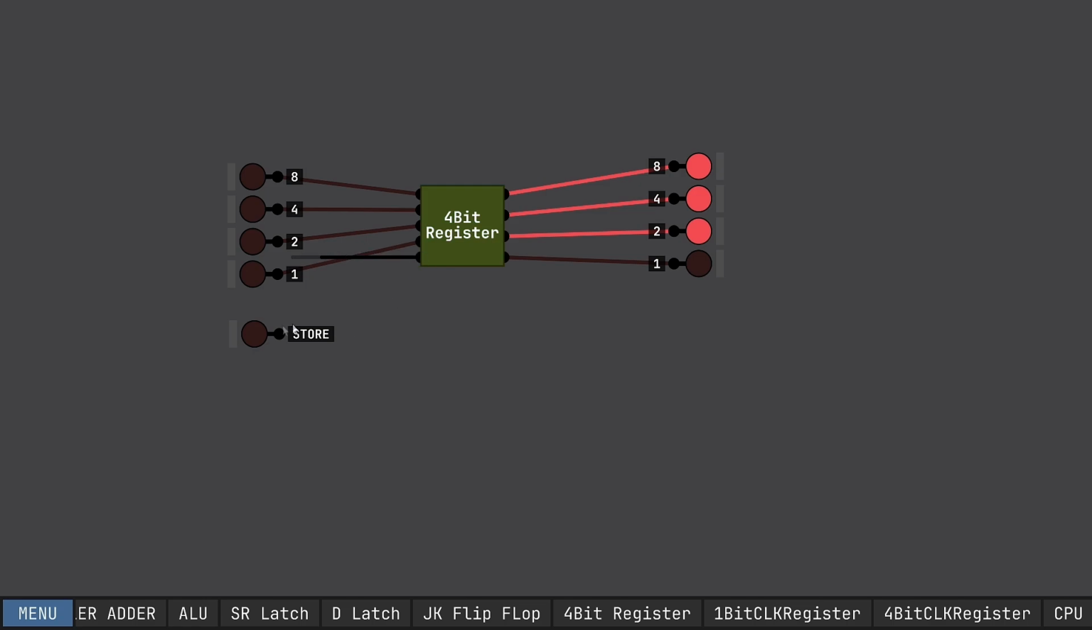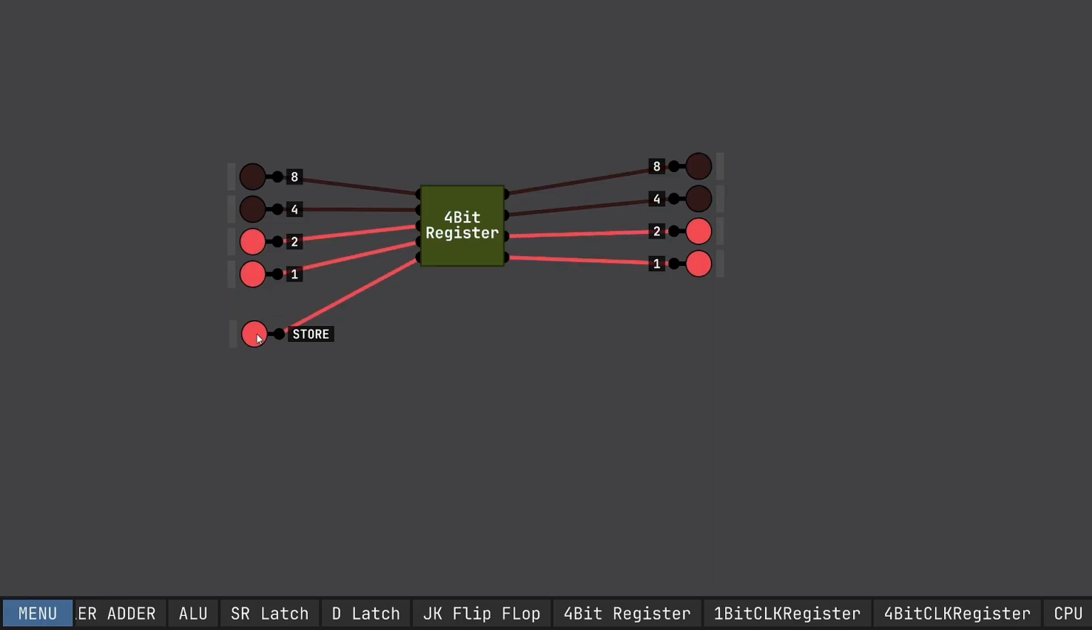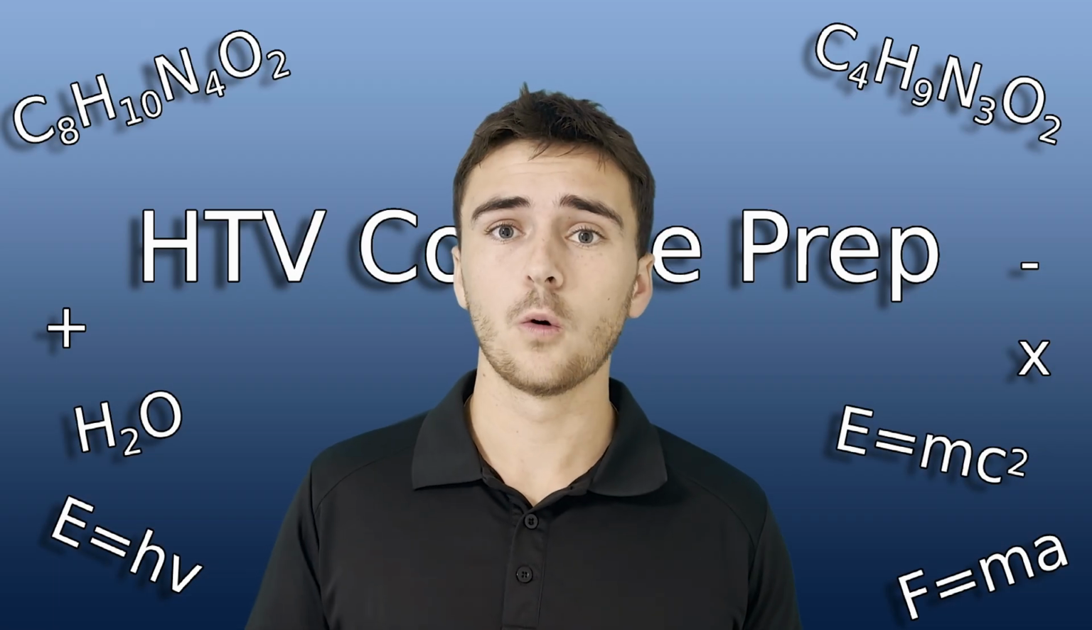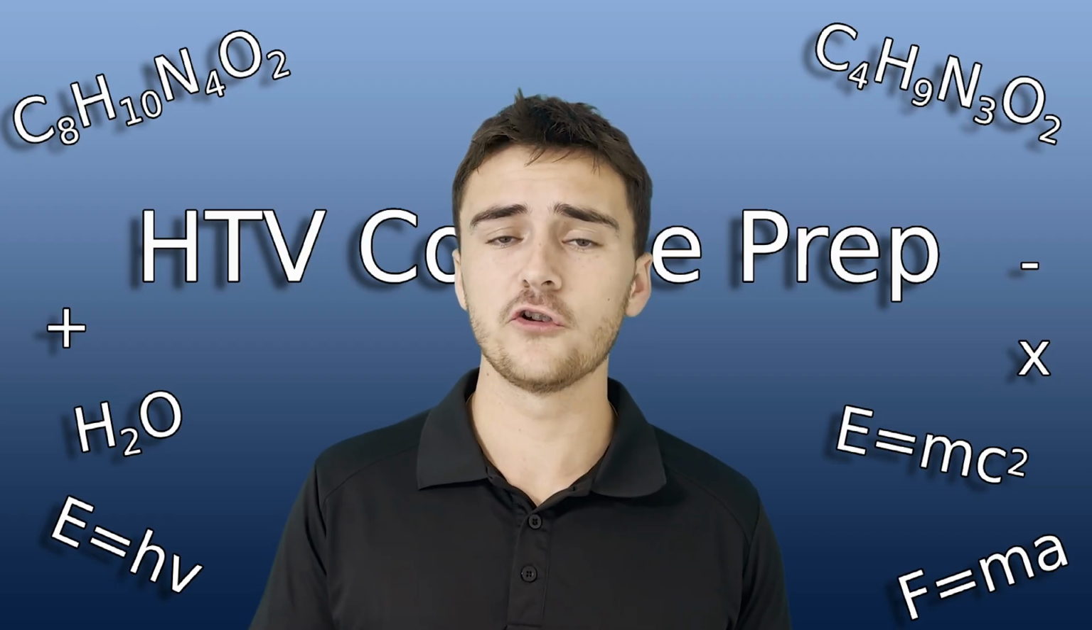So registers are the basic way that a computer can store data. You can store, let's say, a 4-bit number into a register, and then if the store pin on the register becomes high, it will store that number just like this. Then registers can store numbers that the ALU is working on and output the ALU gives them in order for a future computation.